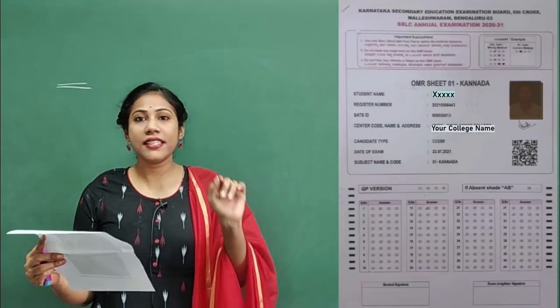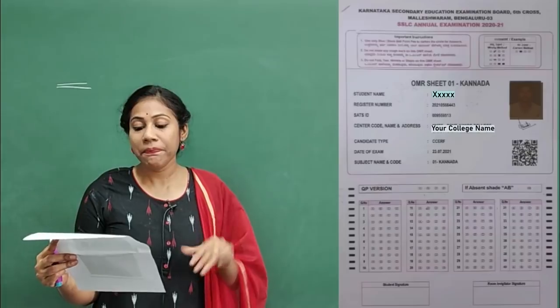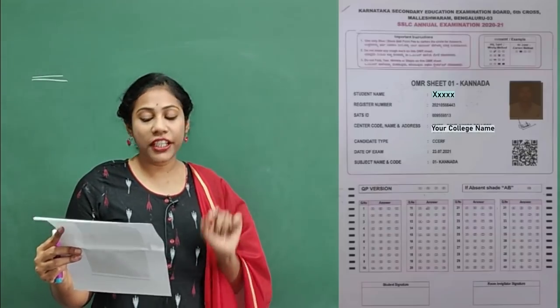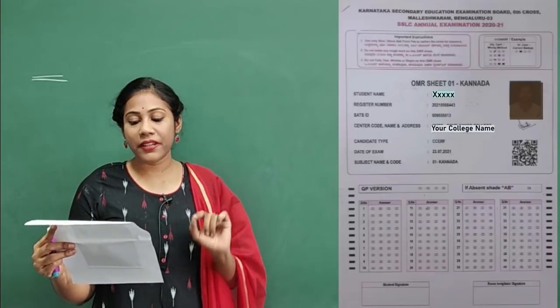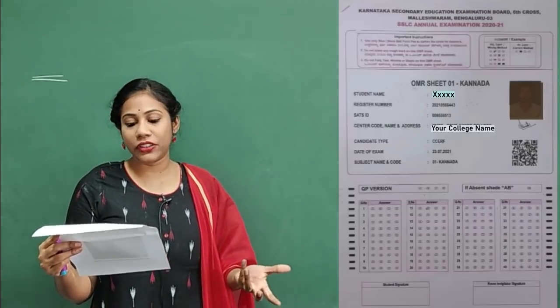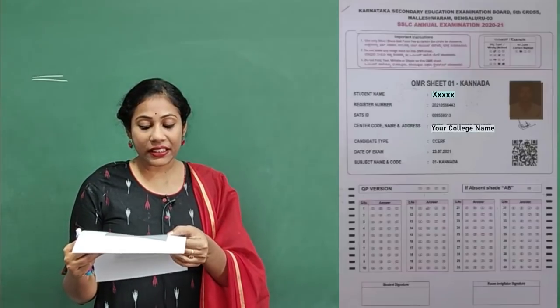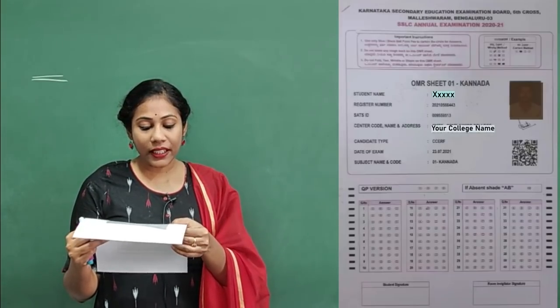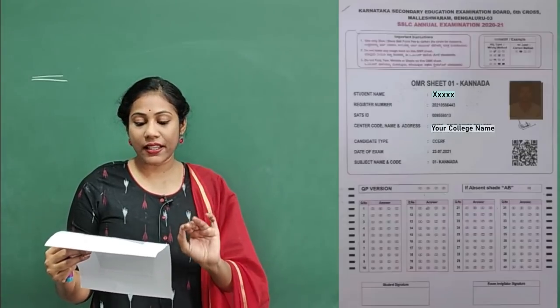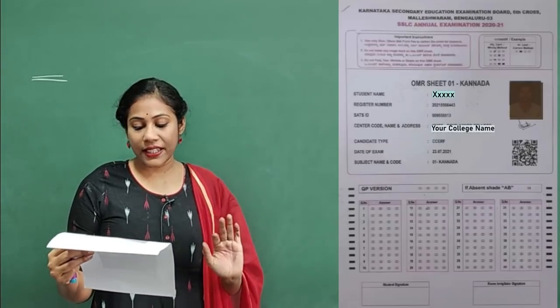And see, the first thing they mentioned was the subject name. After the subject, you have certain information which includes the student's name, register number, SATS ID, center code, name and address, candidate type, and later date of exam and subject name and code. Everything is there on the OMR sheet itself.